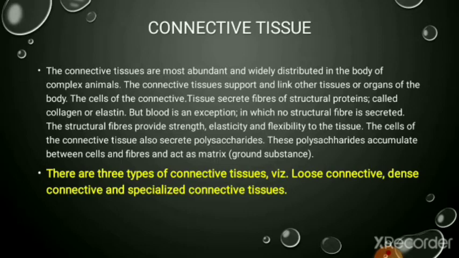The cells of the connective tissue also secrete polysaccharides. Polysaccharides are a kind of carbohydrate, complex carbohydrates. These polysaccharides accumulate between the cells and fibers and act as a matrix or ground substance. So these complex carbohydrates get accumulated between the cells and fibers and form the ground substance of the connective tissues. Now, on the basis of their nature, connective tissue can be classified again into three types: loose connective tissue, dense connective tissue, and specialized connective tissue.